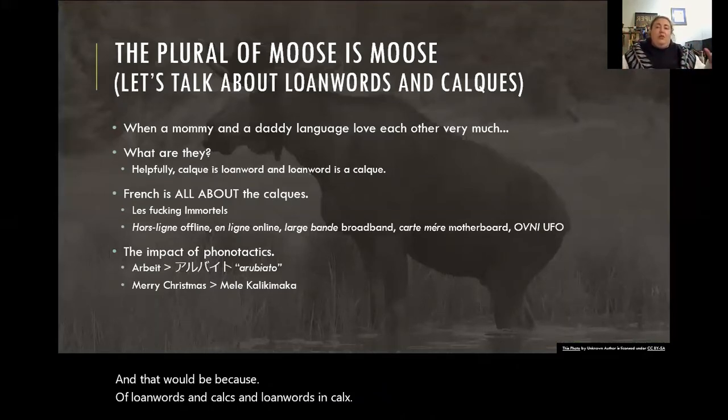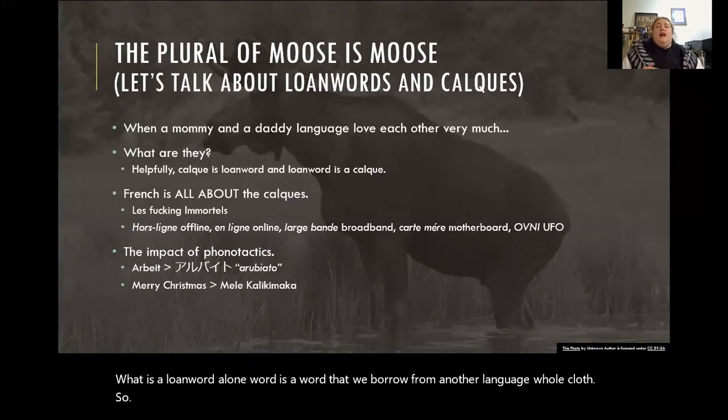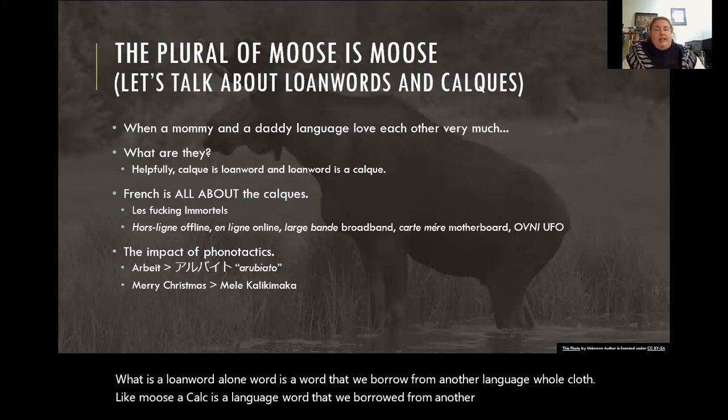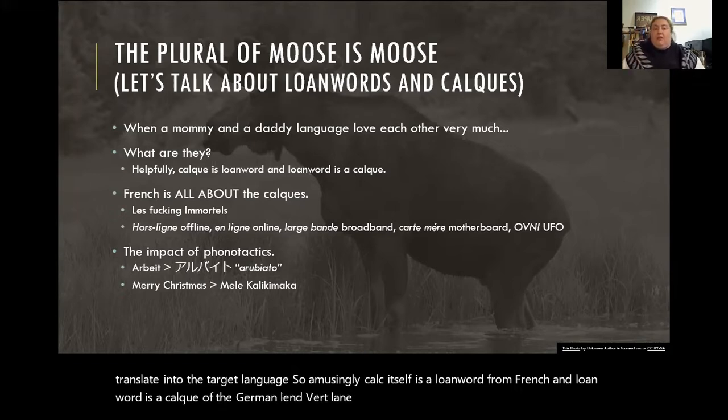What is a loanword? A loanword is a word that we borrow from another language whole cloth. So, like moose. A calque is a word that we borrow from another language and then translate into the target language. So amusingly, calque itself is a loanword from French, and loanword is a calque of the German Lehnwort, which means loanword. So it's deeply amusing.